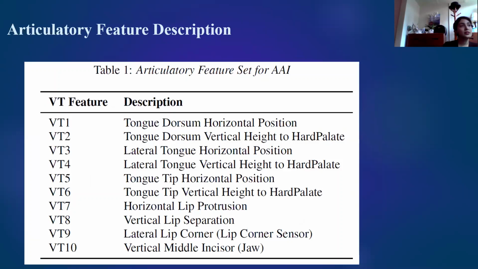In this experiment, 10 articulatory features have been selected to model the kinematic space of the AAI process. There are 6 features to model the tongue movements, 3 lip-related features, and one feature to track the jaw movements. The table represents the vocal tract, VT, articulatory features that have been applied in evaluating the articulatory WaveNet system model.